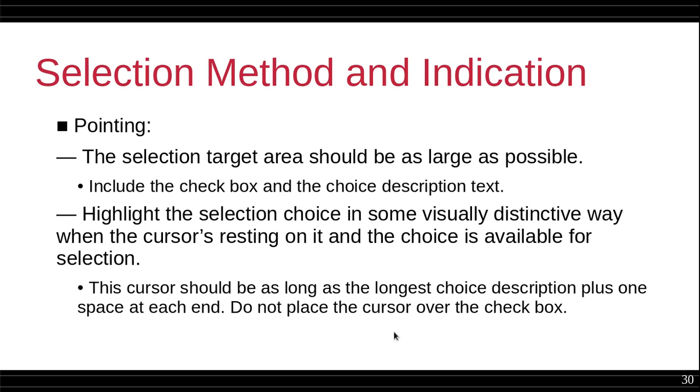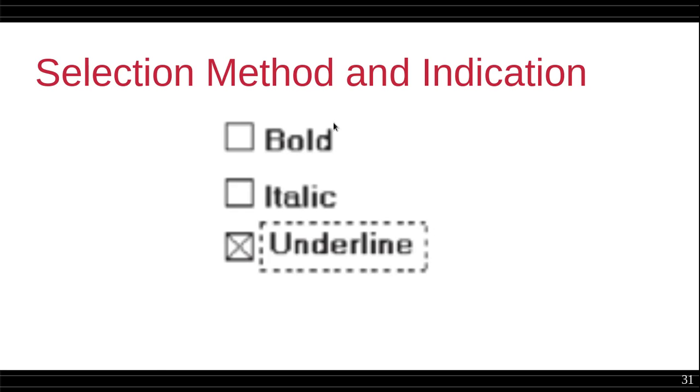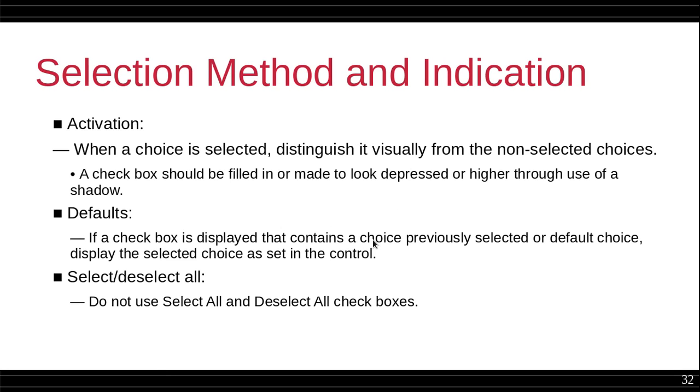Highlight the selection choice in some visually distinctive way when the cursor is resting on it and the choice is available for selection. This cursor should be as long as the longest choice description plus one space at each end. Do not place the cursor over the checkbox. So like this, okay, best way. Activation. When a choice is selected, distinguish it visually from the non-selected choices. A checkbox should be filled in or made to look depressed or raised through use of shadows.